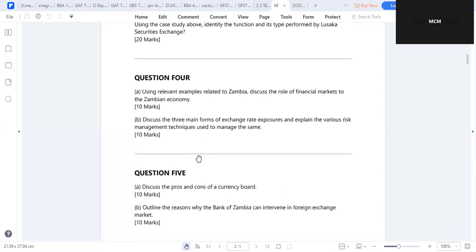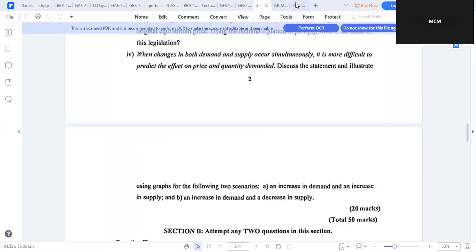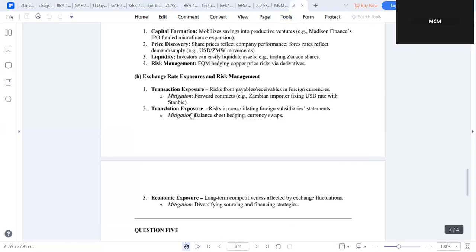In fact, this is the second part of the question: explain any three forms of exchange rate exposures and explain the various risk management techniques that you can use to mitigate them. So the three exchange rate exposures that we talked about. Number one, we have talked about what? Transaction exposure is a risk from payables or receivables in foreign currencies. So the mitigation is engaging in forward contracts.